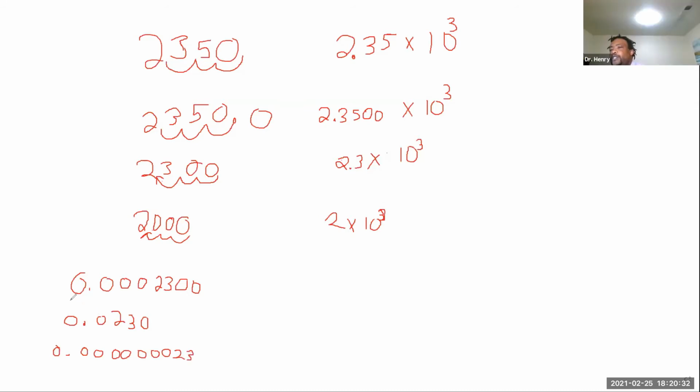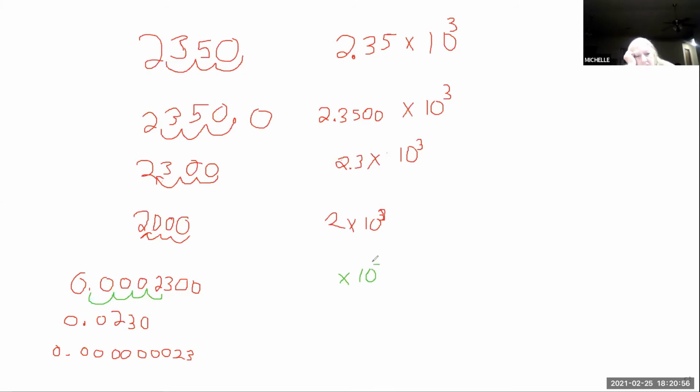Okay, so this first one. In this case, we're going to be moving the decimal in the other direction, right? So that's 1, 2, 3, 4. So that's 2.3 times 10 to the minus 4. And then you add the 0, 0, that's right. They're significant.